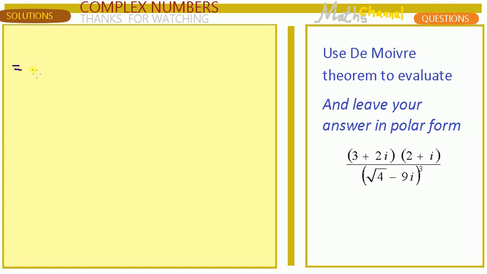So first of all, I will multiply this one by this one. I'll have 6, and then 3 multiplied by i is 3i. Multiplying 2i by 2 will have positive 4i. Multiply 2i by i, we have 2i square.